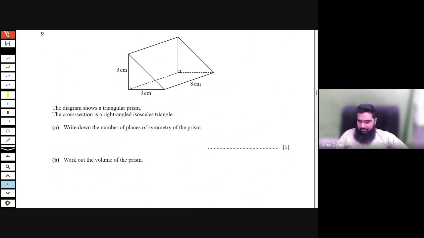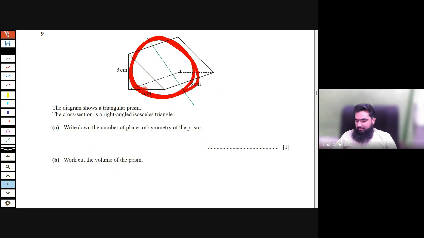Yes, everyone. How many planes of symmetry do we have? One plane of symmetry is going to be here, because this line is going to divide the prism, 4 centimeter here and 4 centimeter here, into two exactly the same 3D shapes. So this is one of the planes of symmetry. Yes, everyone, it is clear.